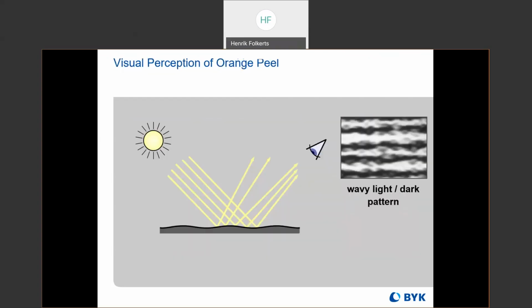Orange peel is caused by this wavy light-dark pattern, which is caused by light shining on the surface and then reflecting off in various directions due to the macro structures in the surface. So this isn't really a diffusion of the light so much. This is just different parts of that light beam being scattered at different angles depending on the hills and valleys, the waviness of the surface, and that's what's causing this wavy light-dark pattern as seen in the image at the top right.